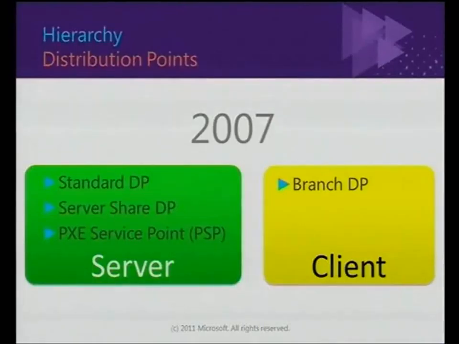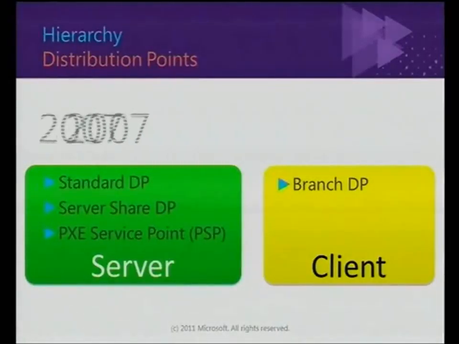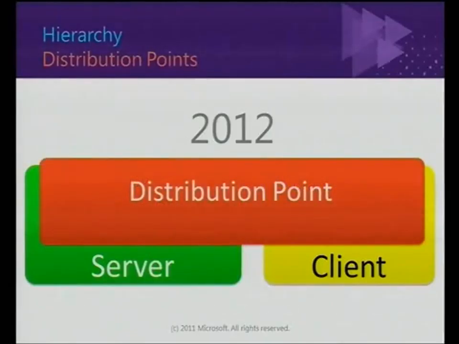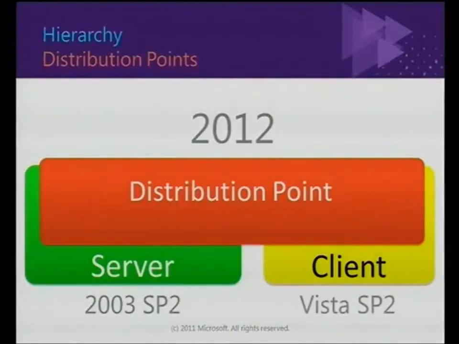In 2007, there were 3 types of distribution points: a standard DP, a server share DP that was really used when you had a PXE service point, it just created a server share DP, it wasn't anything special, and a branch distribution point. So in 2012, there's just one type of distribution point running on either servers or clients. On servers, you need 2003 SP2. On clients, you need Vista SP2. Who has Vista?